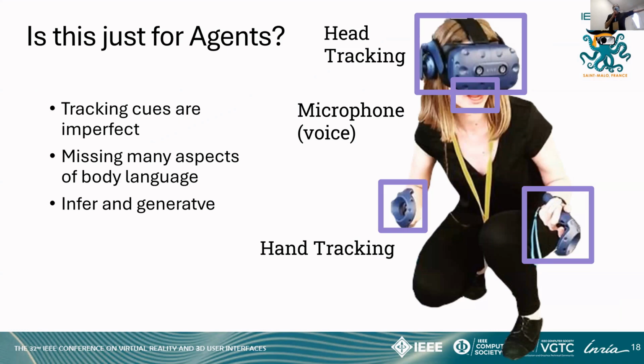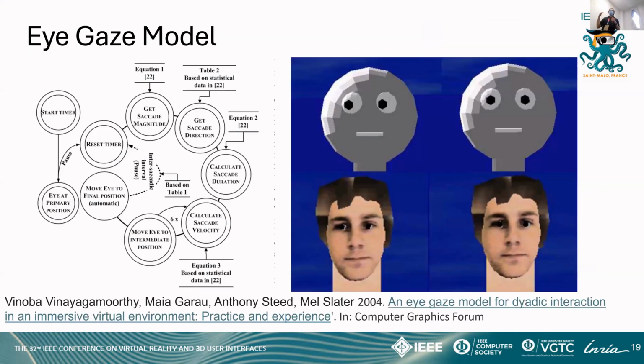So we've talked a little bit about generating and creating body language for virtual agents. Is that just for virtual agents? Surely for avatars, we can just track people and reproduce it. Well, no, because tracking cues are imperfect. This is kind of all we've got with VR, hand tracking, head tracking. There's a lot more body language than we've got there. So we need to infer and generate body language and reproduce it to make it richer, which is kind of difficult because we don't want to fake it too much.